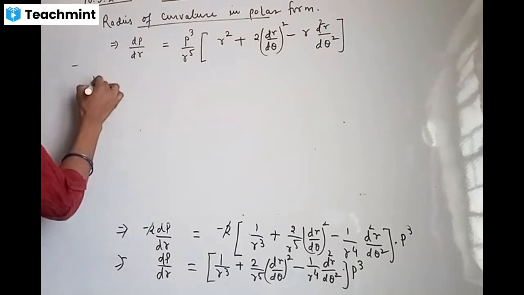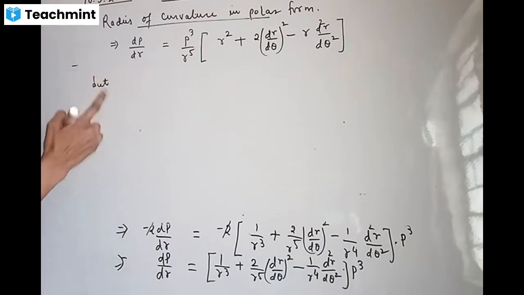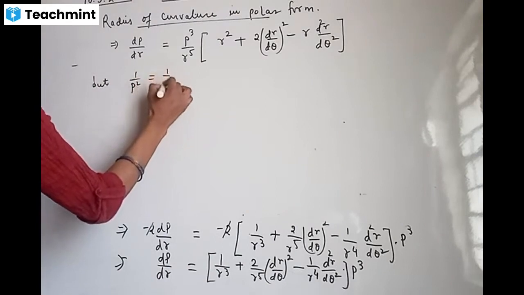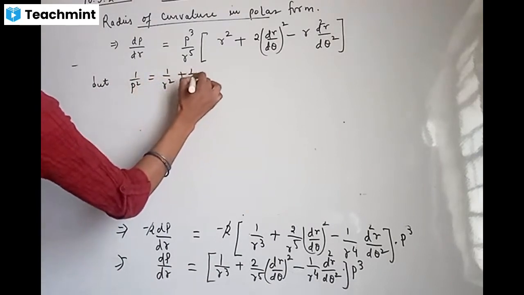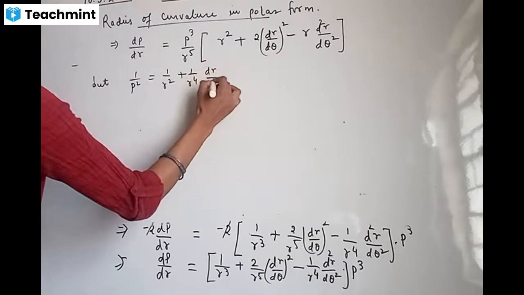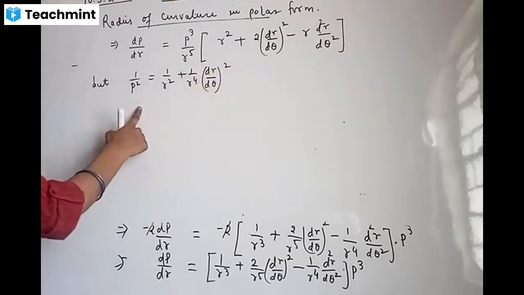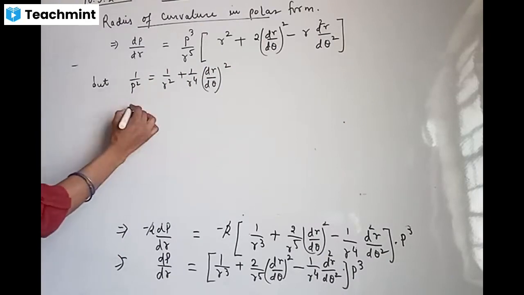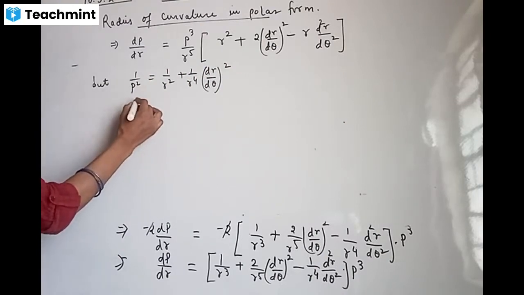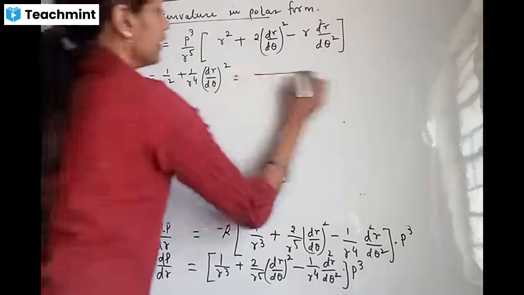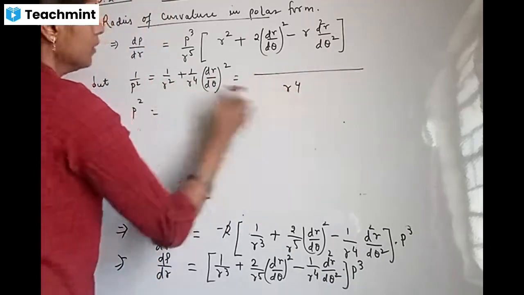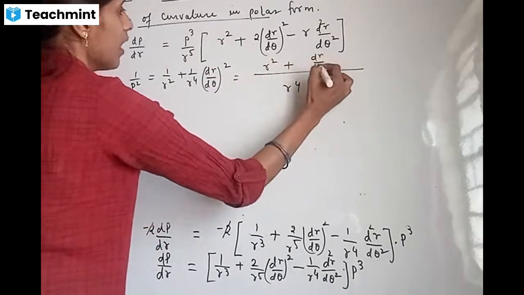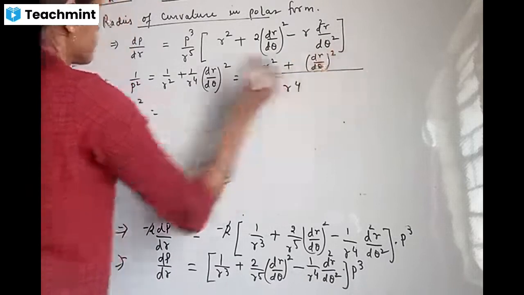But we have used a relation in the previous equation, that is 1 by p square equals 1 by r square plus 1 by r to the power 4 into dr by d theta whole square. If we write it like this, taking r to the power 4 common as LCM, then we have r square plus dr by d theta whole square.